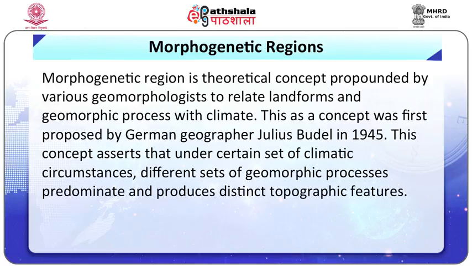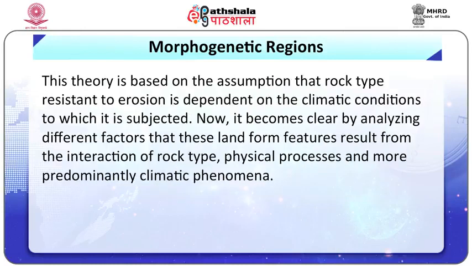This concept asserts that under a certain set of climatic circumstances, different sets of geomorphic processes predominate and produce distinct topographic features. This theory is based on the assumption that rock resistance to erosion is dependent on the climatic conditions to which it is subjected. Now, it becomes clear by analyzing different factors that these landform features result from the interaction of rock type, physical processes and, more predominantly, climatic phenomena.